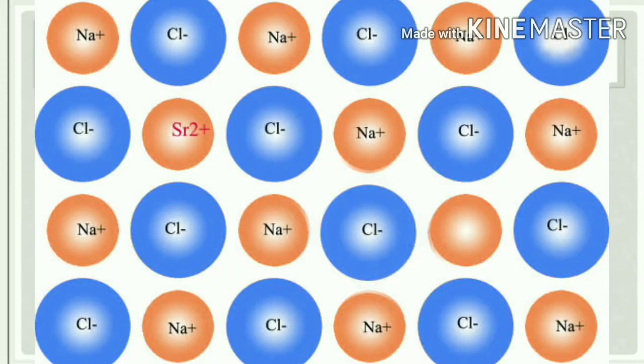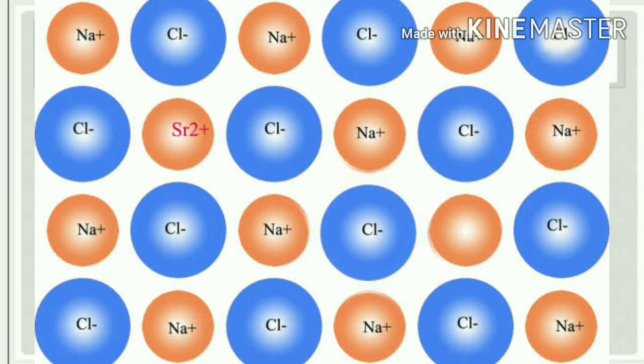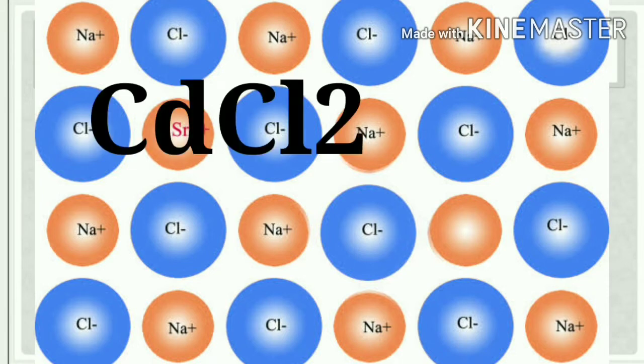Like if molten NaCl containing a little amount of SrCl2 is crystallized, some of the sites of Na+ ions are occupied by strontium ions. Each strontium replaces two Na+ ions. See, this is an impurity defect. It occupies the site of one ion and the other site remains vacant. The cationic vacancies thus produced are equal in number to that of strontium ions. Another similar example is the solid solution of cadmium chloride and AgCl.